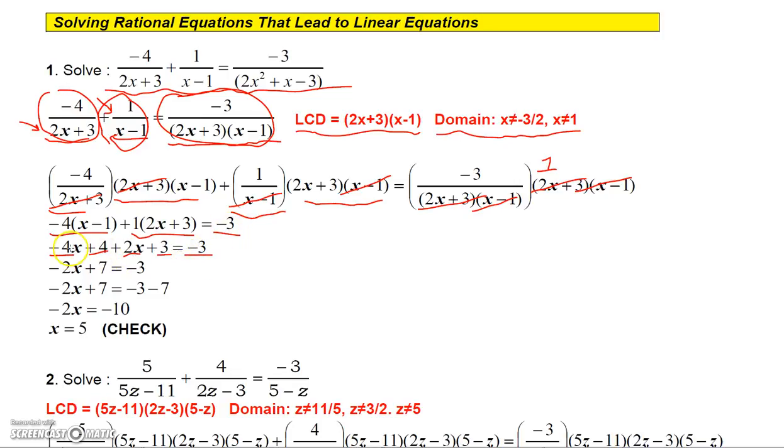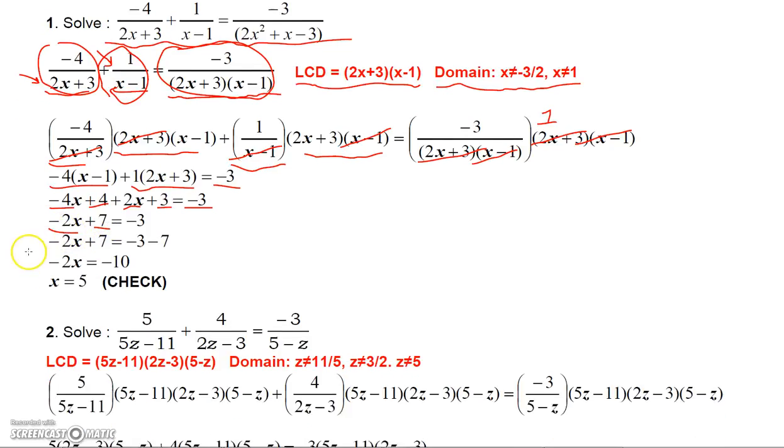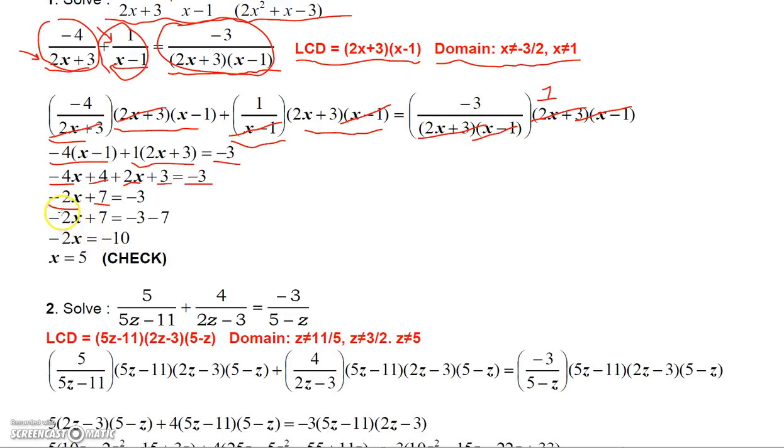Now let's combine like terms. I have a negative 4x here and a plus 2x, so negative 4x plus 2x is negative 2x. And here I have a 4 plus 3, which is 7. So now I've got it simplified into a much easier term to follow. So now I have negative 2x plus 7 equals negative 3.